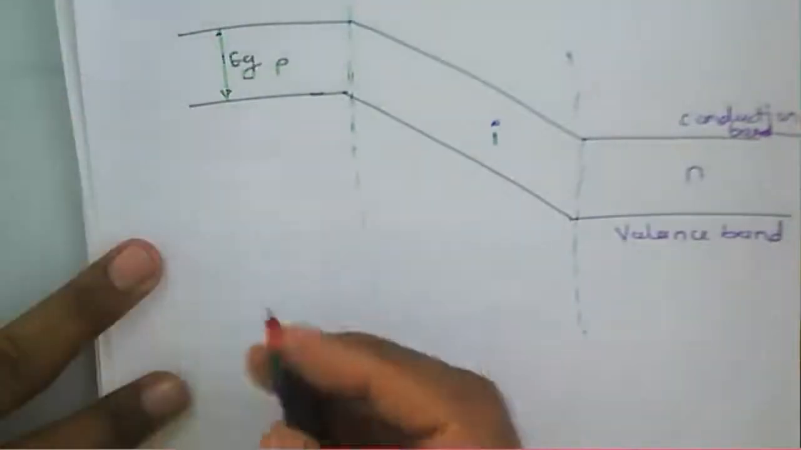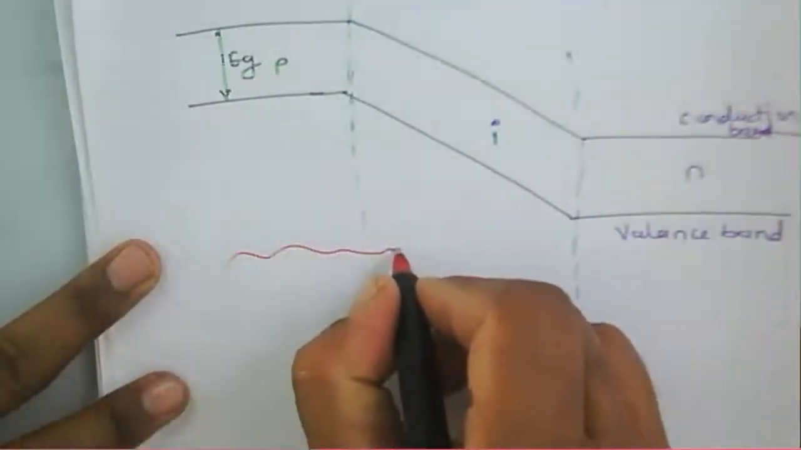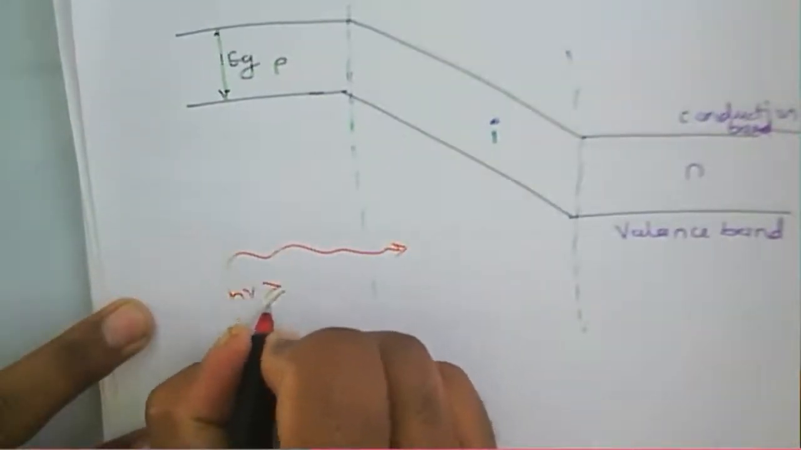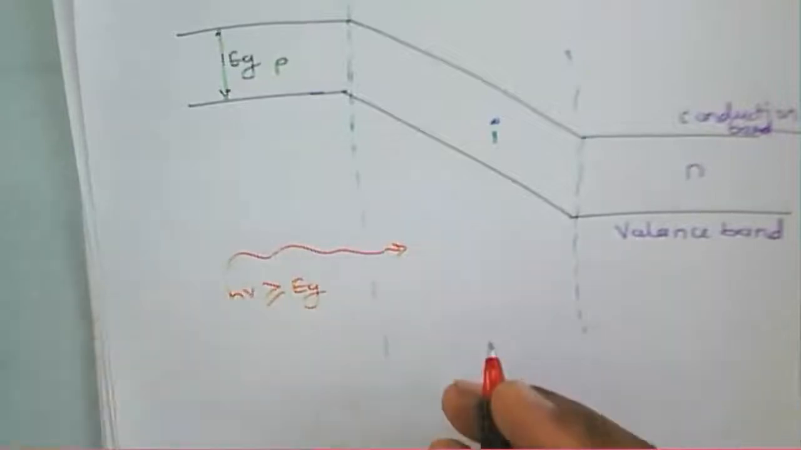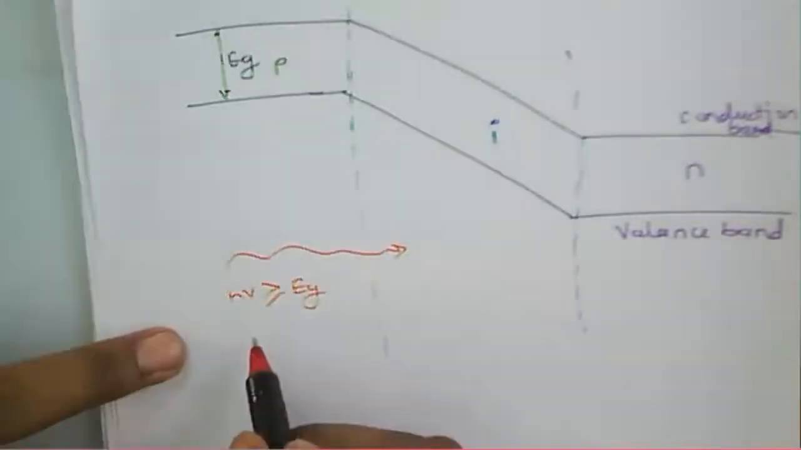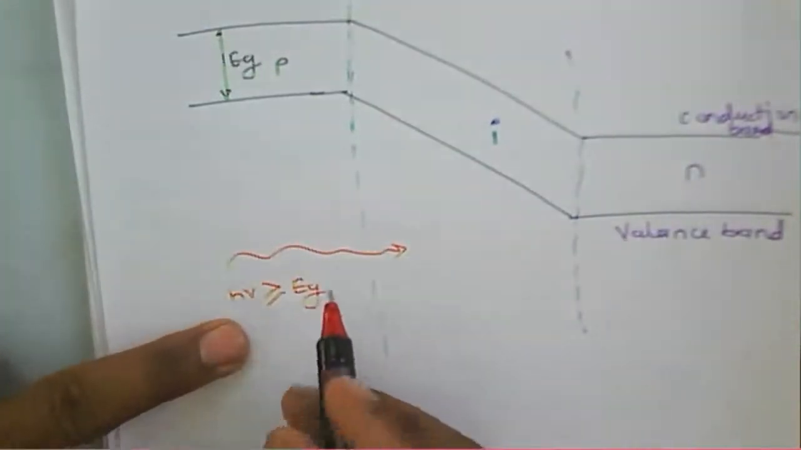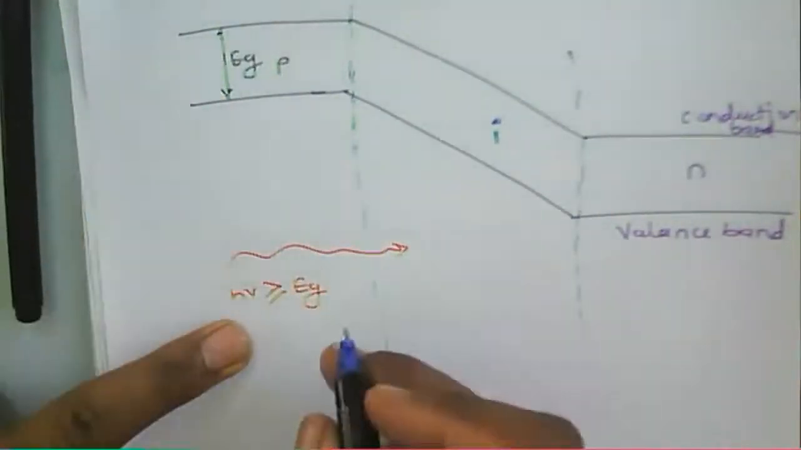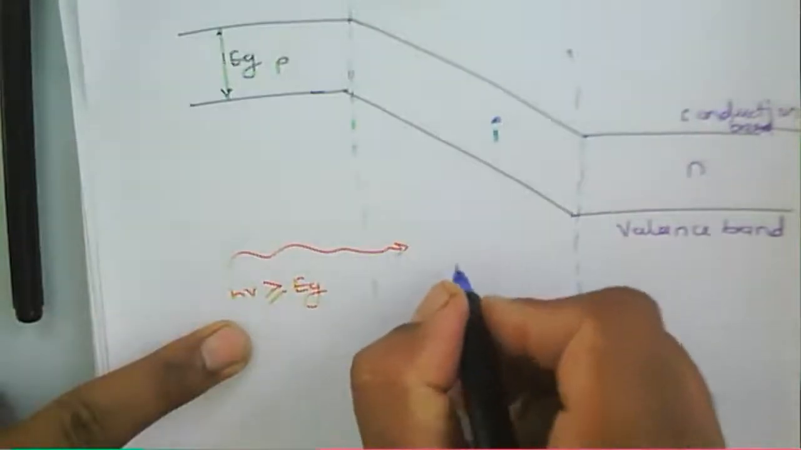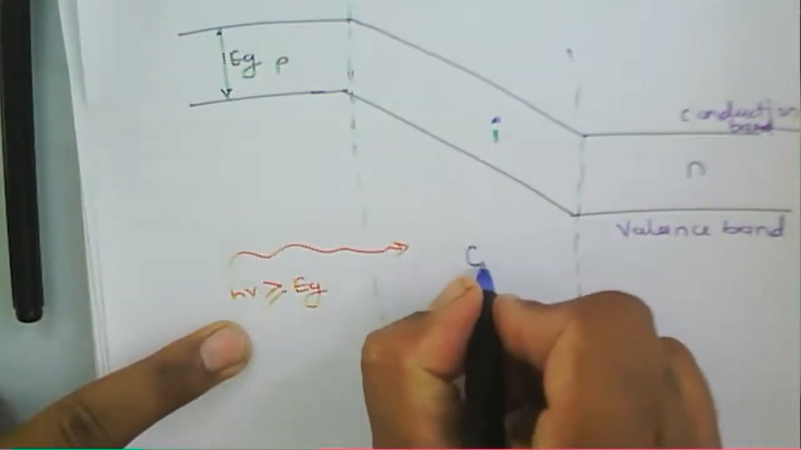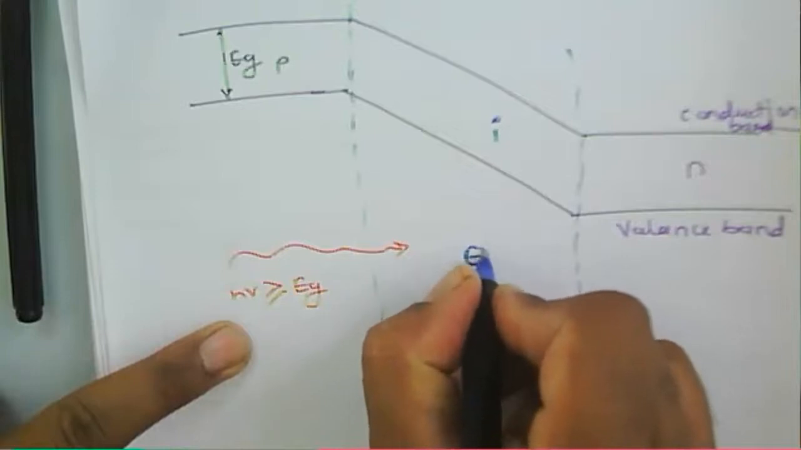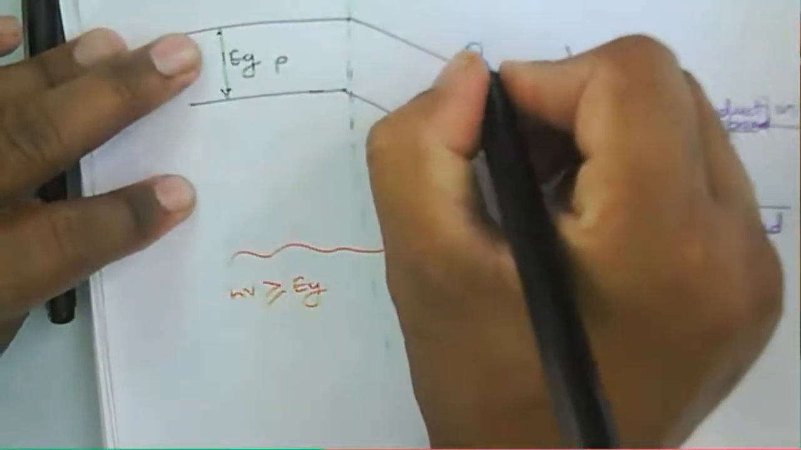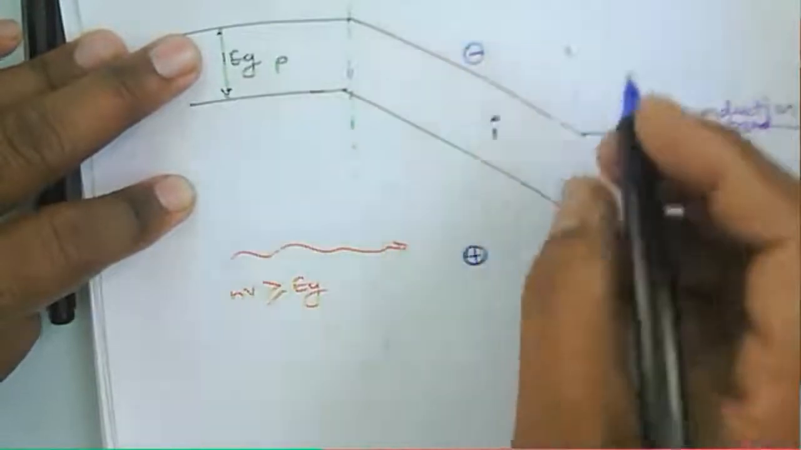And we say that a photon of energy hν is greater than or equal to the Eg. So when that photon of energy falls, it will generate an electron and a hole. It will generate that electron and hole pair.